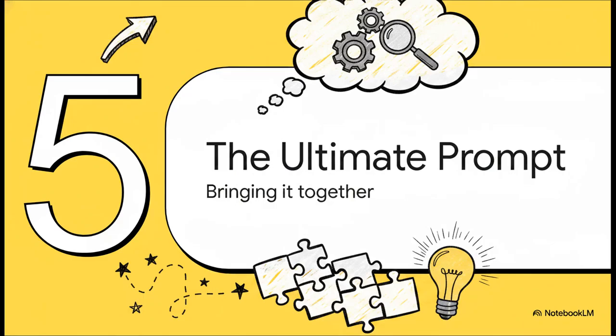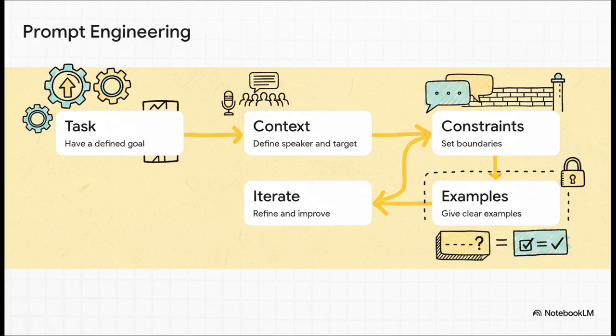Okay, section 5, the ultimate prompt. Let's bring all this together. This brings us to a really incredible 5-step framework for engineering an effective prompt. Step 1 is your task. Have a clear defined goal using action words. But step 2, context. This is where everything we just learned gets injected. This is where you define your source speaker, your target audience, your tone, style, and perspective.